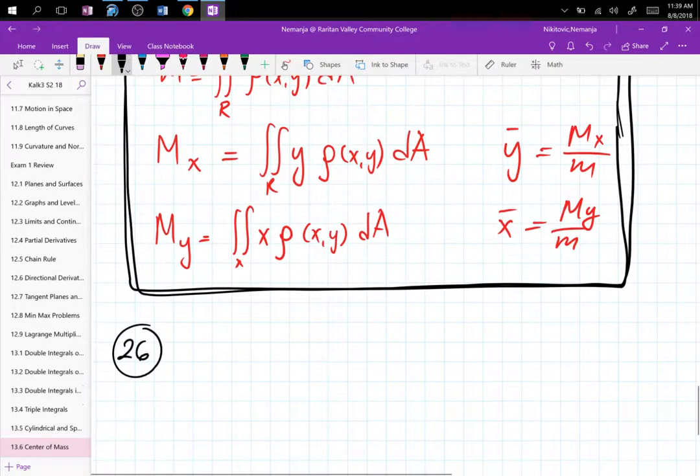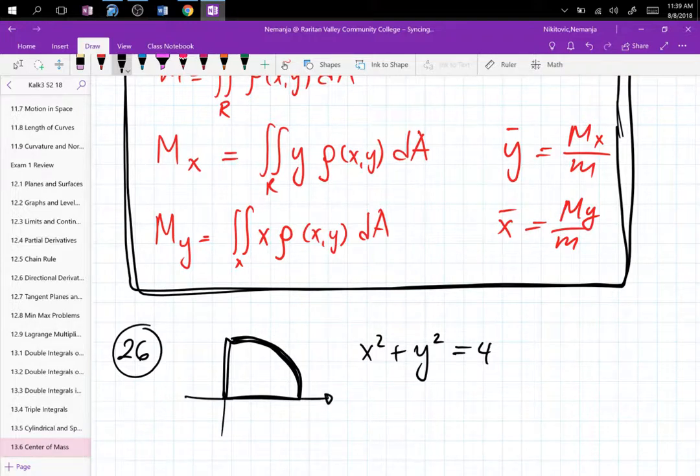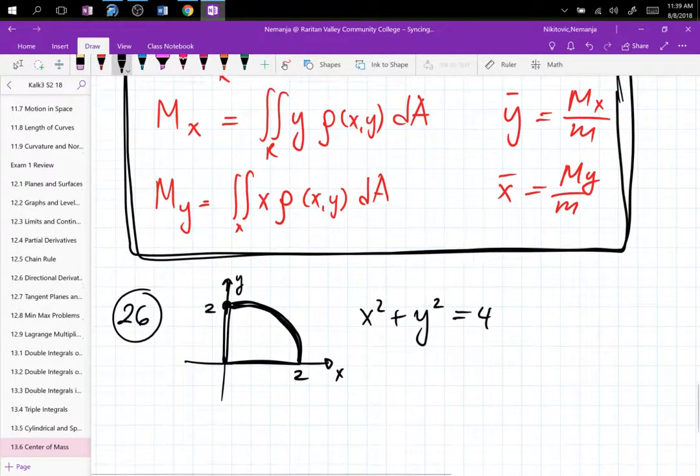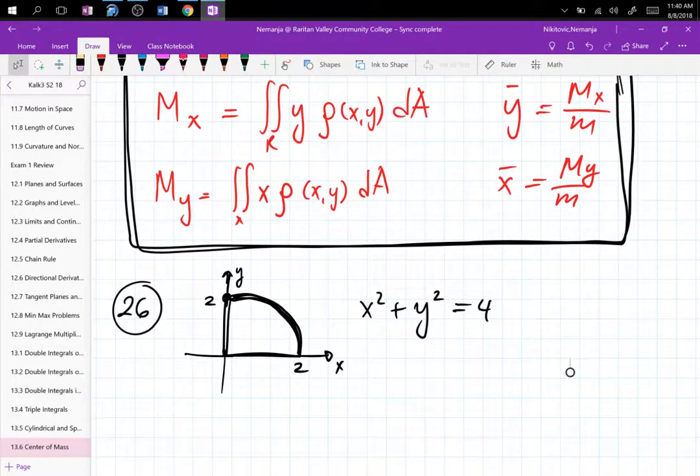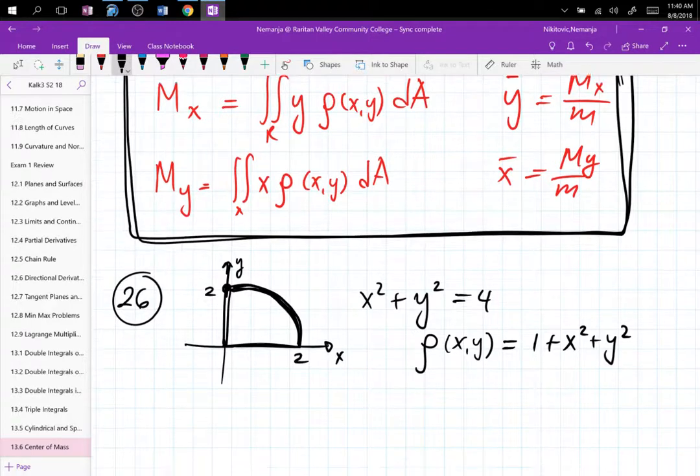Problem 26. The quarter disc in the first quadrant. That's two slices of pizza, a quarter of a pie. The formula is given as x squared plus y squared equals 4. So what's our radius? 2. Thank you for participating. Otherwise I call on you, you don't respond, I get depressed. And we have variable density, awesome: 1 plus x squared plus y squared. So we have variable density and we have the shape.